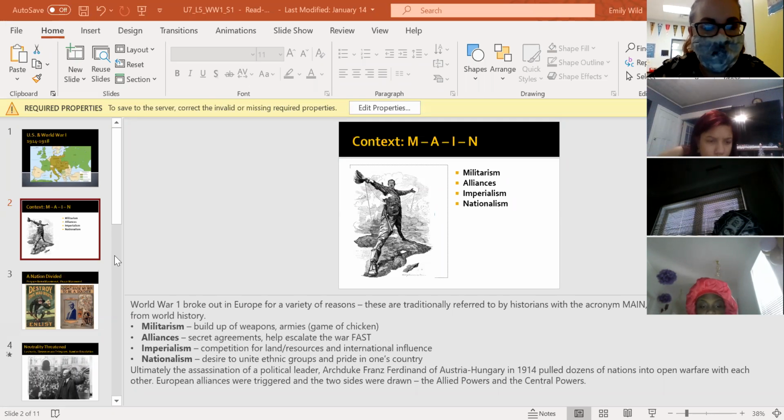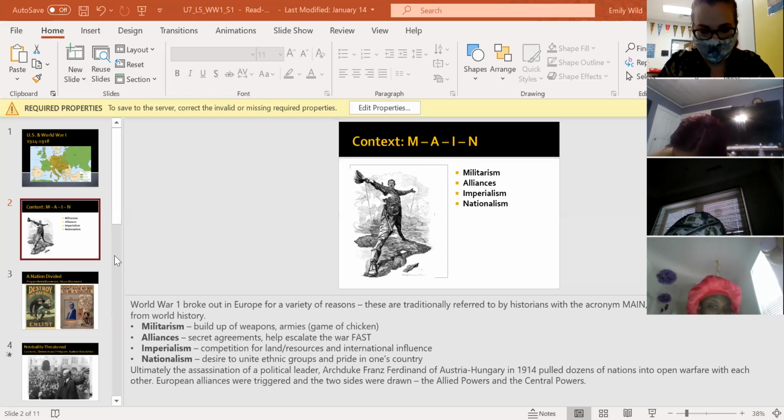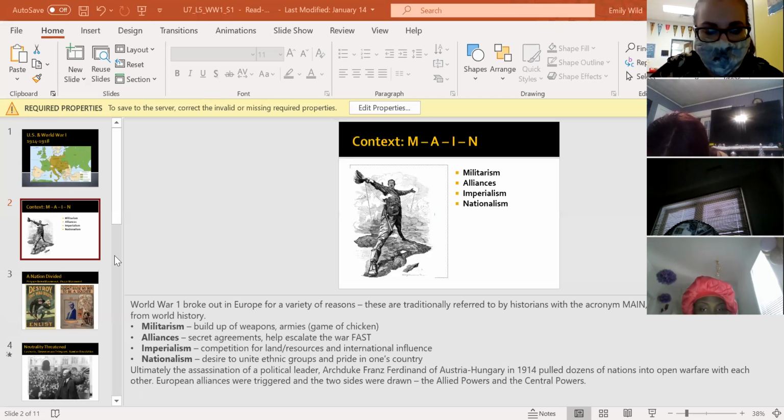So A is for alliances. I is for imperialism. We've been discussing this. Imperialism is the competition for land or resources and national influence. So again, I stands for imperialism, competition for land or resources, and national and international influence.